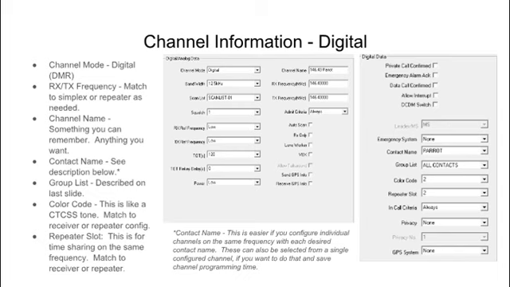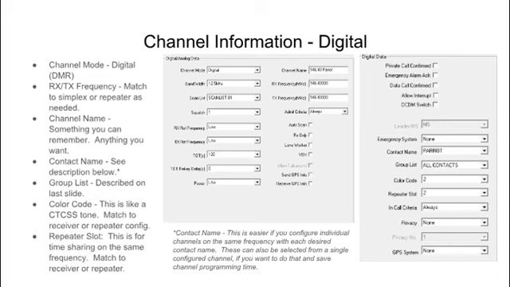This is easier if you configure individual channels on the same frequency with each desired contact name. These can also be selected from a single configured channel if you want to do that and save channel programming time. Group list described on last slide.